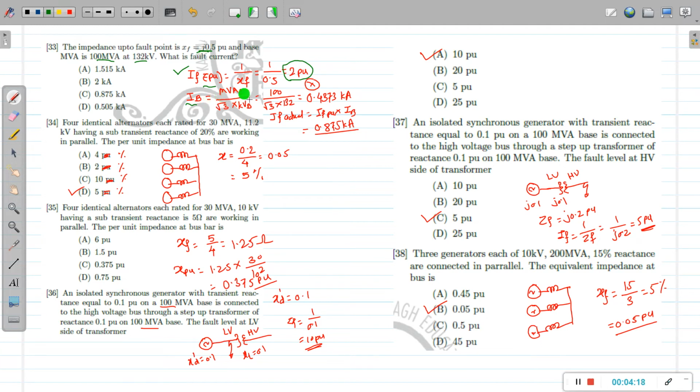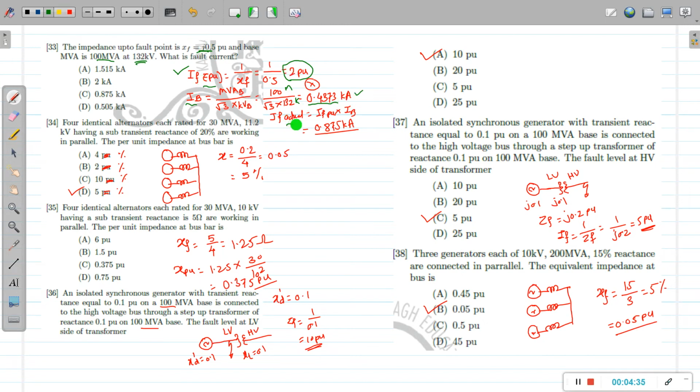Sorry, the base current is equal to MVA base upon root 3 into kV base in the 3-phase system. As it is 132 kV, it means it is a 3-phase system. So MVA base upon root 3 into kV base, so 100 divided by root 3. This is in mega, this is in kilo. So your base current is 0.4373 kiloampere.